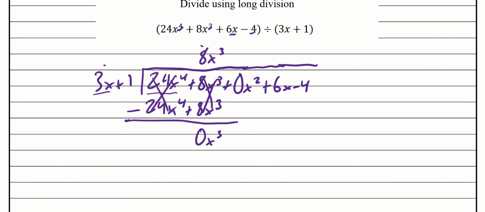Okay, so I have this here. I bring down the next value. And this is why I wrote this value in order. So now I have an x to the third and an x to the second. And then we're going to keep doing this process. Even though we have a 0, we're going to keep working through this.